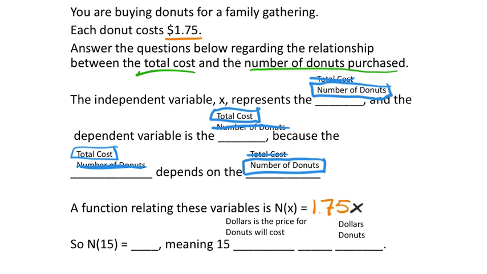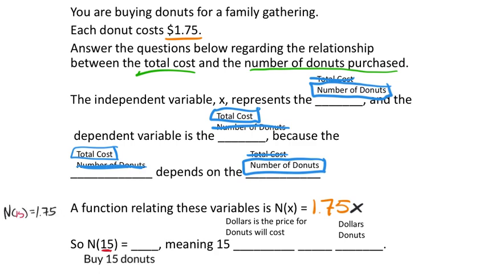And at the bottom it says, so N of 15 equals blank. So this means, here at the bottom, you're going to buy 15 donuts. Now, to some people that sounds like a lot of donuts. To me, not quite enough. But in any case, let's write this out here. I'm going to do this on the left. So our function, N of x, equals 1.75 times the x. But now here it's saying, take your x and make it 15. So you're purchasing 15 donuts.